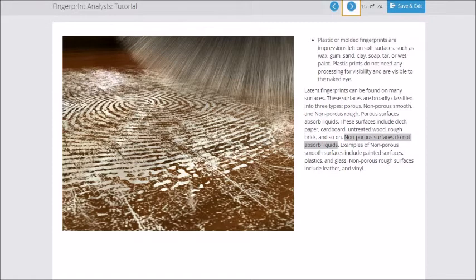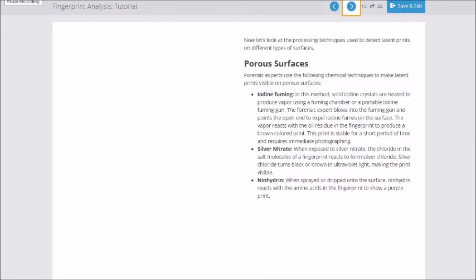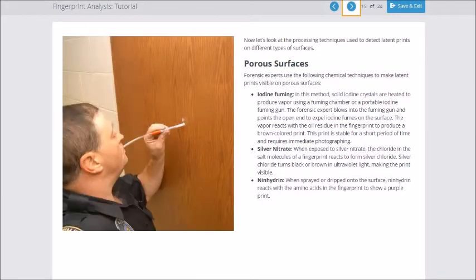So now that you know what we mean by those 3 types, remember we're lifting latent fingerprints. That's one of the 3 kinds. And there are 3 surfaces that we would get latent fingerprints on, okay? That's porous, non-porous smooth, and non-porous rough.